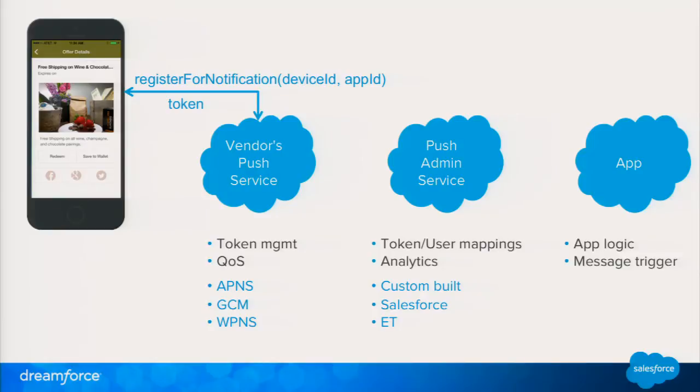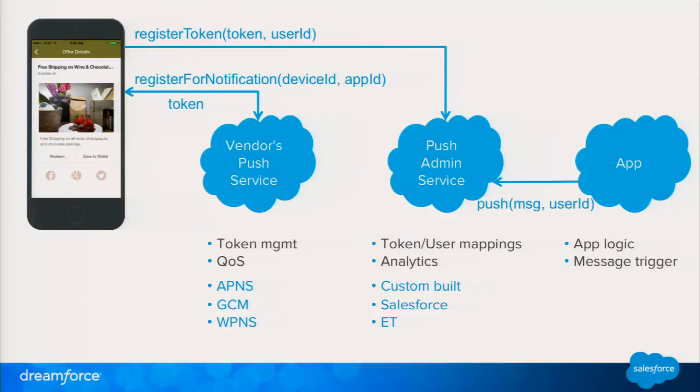So your device is going to register with the vendor push service. You get a token. Now, you're not talking to your own app anymore. Your own app is your business app. You're talking to that middleman in the middle there, and you say, hey, register that token. And so the token user mapping is going to be provided by that admin service in the middle, if you want.